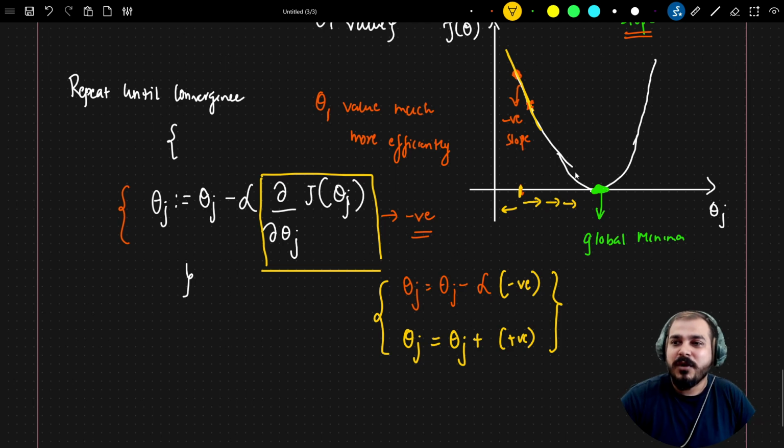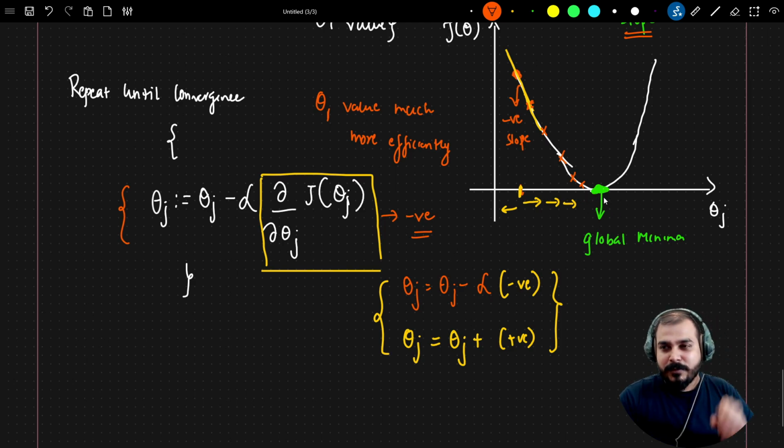Again, if it is a negative slope, we keep on adding. So slowly you will see that we will be able to converge towards the global minima. Okay, this is one process.